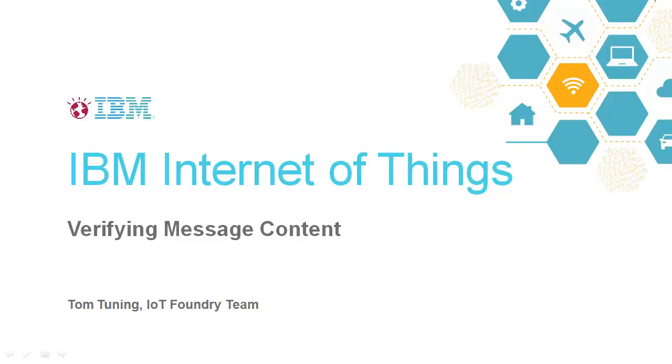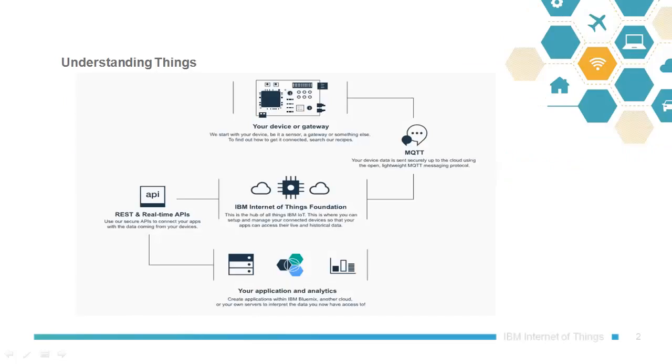And today I will be talking to you about how to view the message content sent in by your connected devices. Let's start by reviewing a data flow which shows how applications and analytics are built in the Internet of Things world. We start with your device, be it a sensor, a gateway, or something else. In this tutorial, we will be using the something else case. Once the device is connected, messages flow via the MQTT protocol to the Internet of Things Foundation.